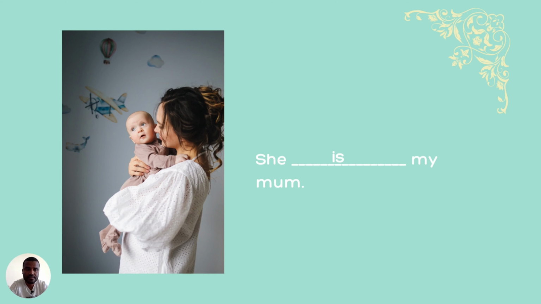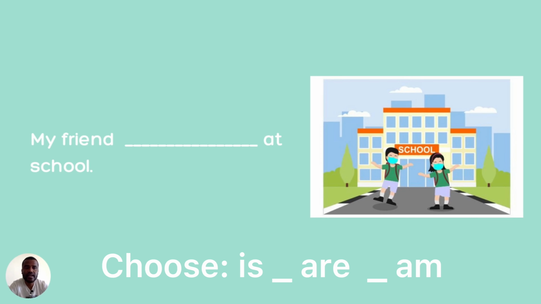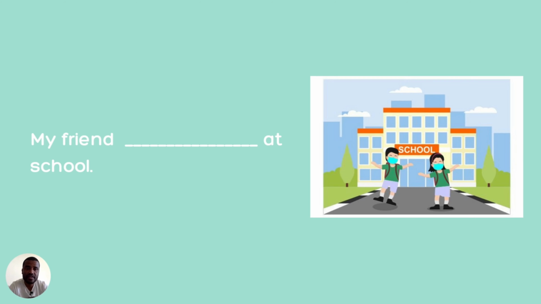Here we have: my friend at school. What are you going to put there? Is, am, or are? So we are going to put: my friend is at school. Okay, my friend is at school.